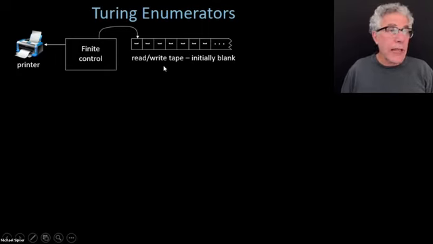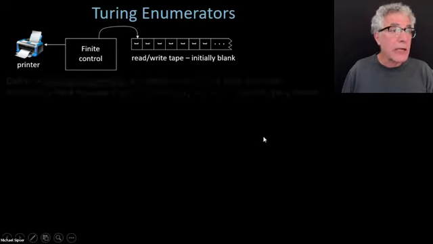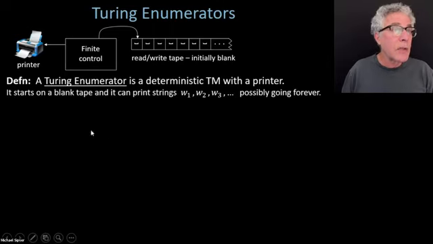The Turing machine has a tape as before, except we never provide any input to the machine. The tape always starts out fully blank. It's only used for reading and writing, only used for keeping work. It's not the way you present the input. So how do you talk about the language of the machine? Well, the way you work this machine is you take this enumerator. It's a deterministic Turing machine with a printer, as I mentioned.